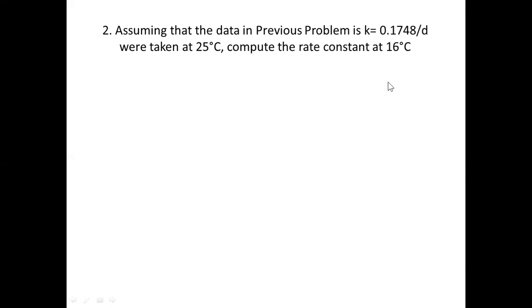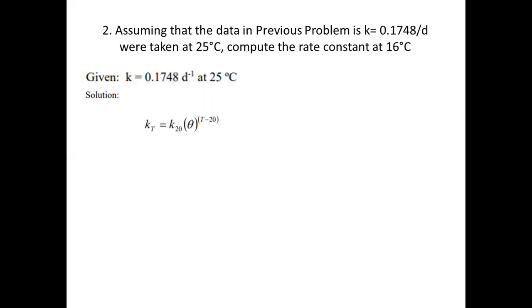Now, let's enumerate the given parameters. We are given a temperature of 25 degrees Celsius with the value of the rate constant of deoxygenation K equal to 0.1748 per day. Now let's proceed with the solution. The first step is to solve for the value of K at 20 degrees Celsius.